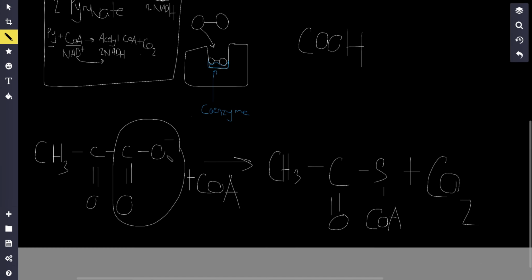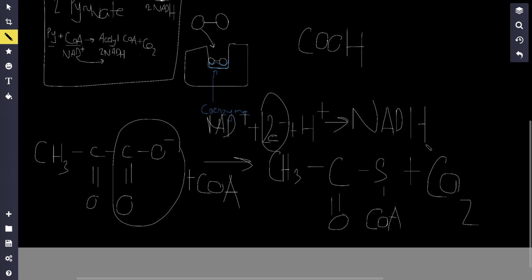Now, once again, you're giving away the electrons. So don't forget that if this is the oxidation part, then NAD plus is going to gain 2 electrons as well as a hydrogen ion. The 2 electrons basically come from the oxidation, where the pyruvate essentially loses 2 electrons when combining with coenzyme A, and this is going to form NADH. So there we go.